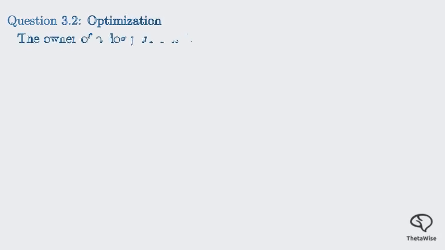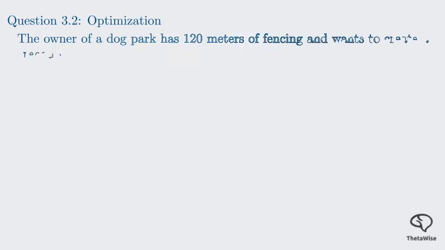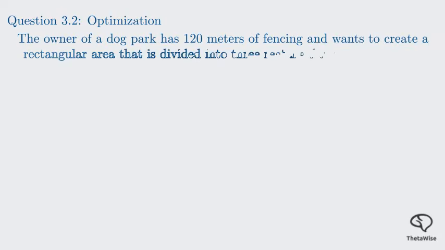We now move on to a new problem in question 3.2, which is a classic application of derivatives called an optimization problem. The owner of a dog park has 120 meters of fencing and wants to create a rectangular area with 3 identical pens inside it.